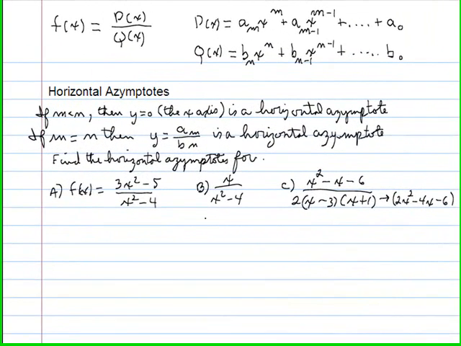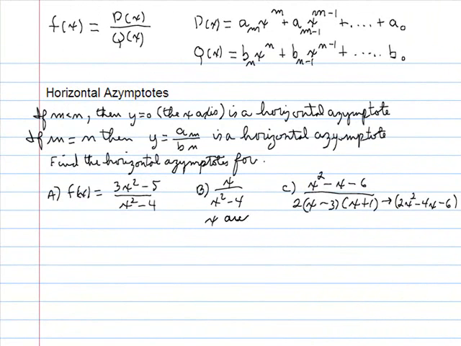So here, the x-axis would be a horizontal asymptote because the degree of the top is 1, the degree of the bottom is 2. If the two degrees are equal, then the quotient of the lead coefficients is the asymptote. So in example A, the power of x here is 2, the power of x here is 2, so the asymptote is y equals 3 over 1, or y equals 3 is our horizontal asymptote. That would look like this. Y equals 3 would be our horizontal asymptote.